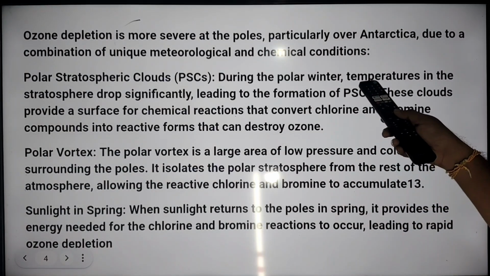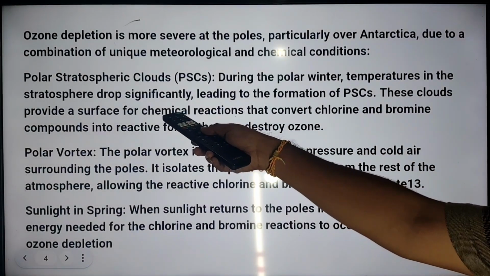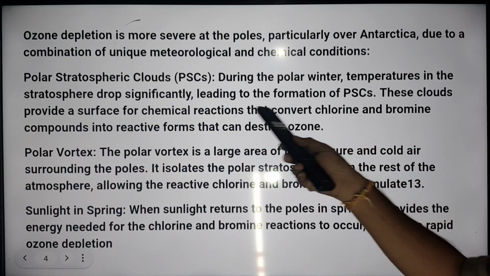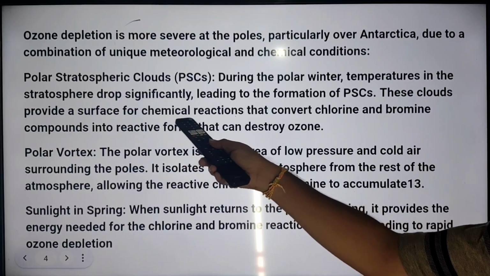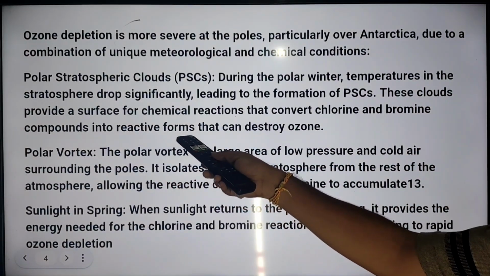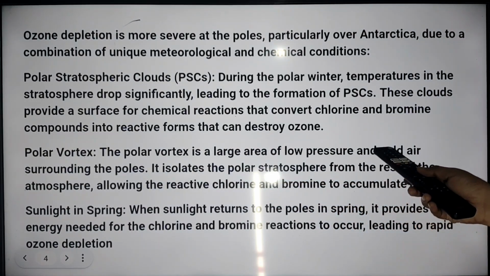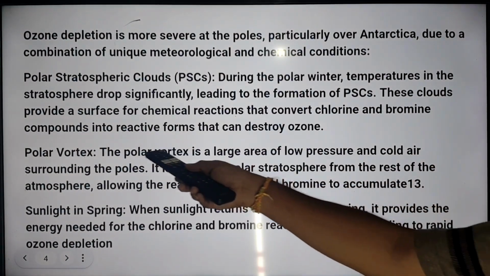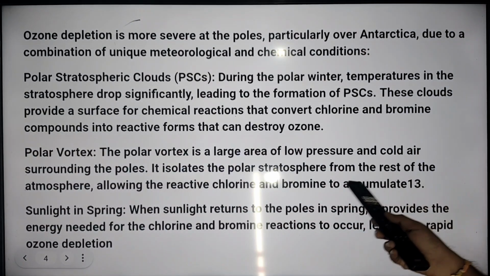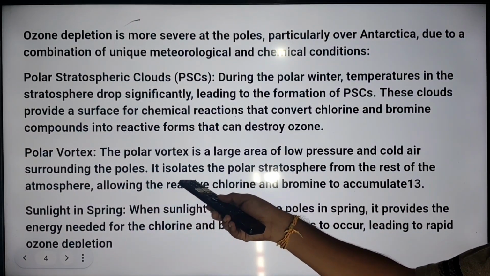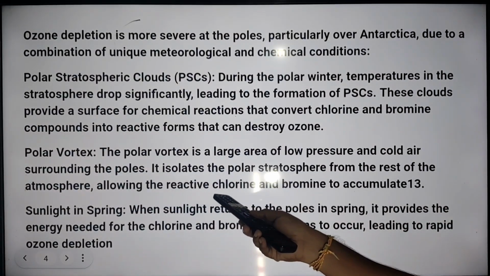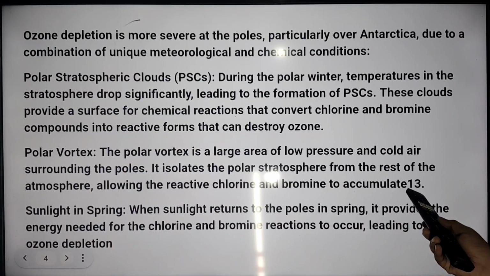During the polar winter, temperatures in the stratosphere drop significantly, leading to the formation of PSCs. These clouds provide a surface for chemical reactions that convert chlorine and bromine compounds into reactive forms that can destroy ozone. Next one is the polar vortex. The polar vortex is a large area of low pressure and cold air surrounding the poles. It isolates the polar stratosphere from the rest of the atmosphere, allowing the reactive chlorine and bromine to accumulate.